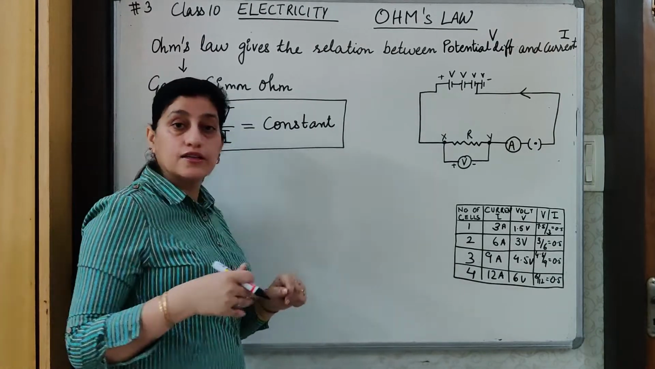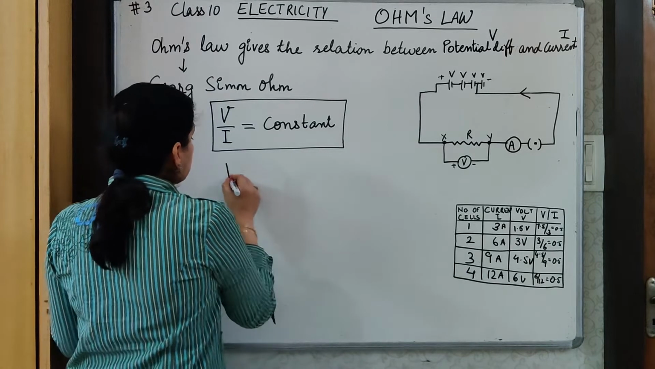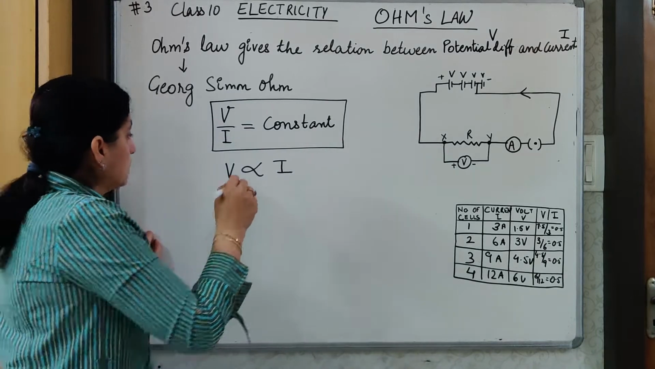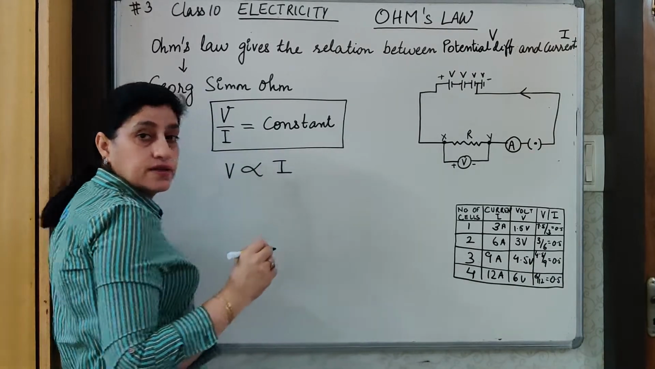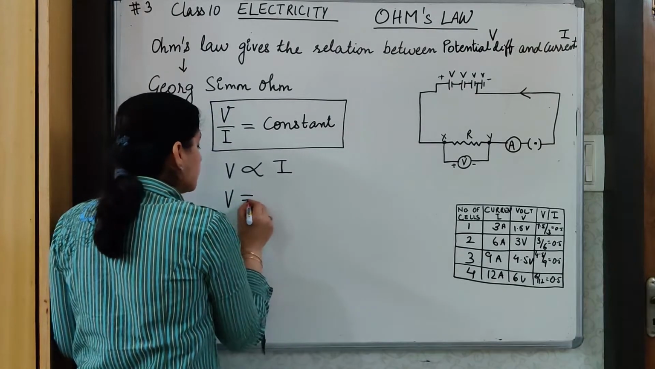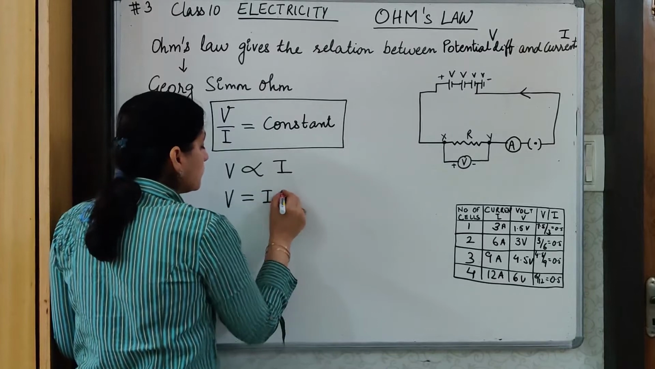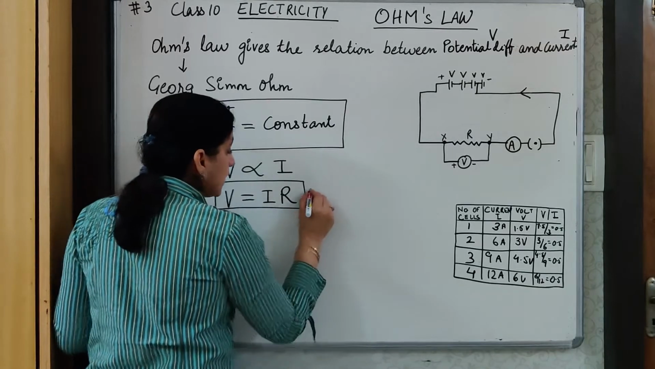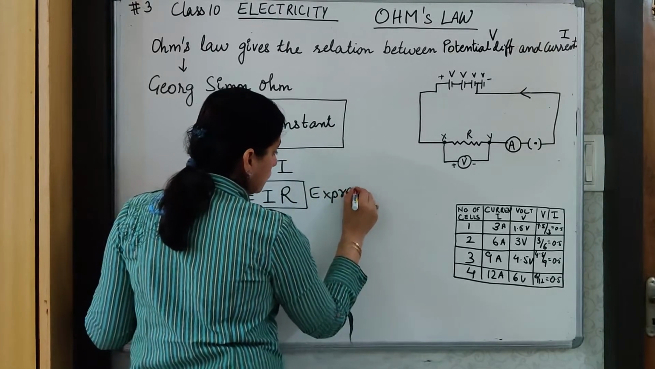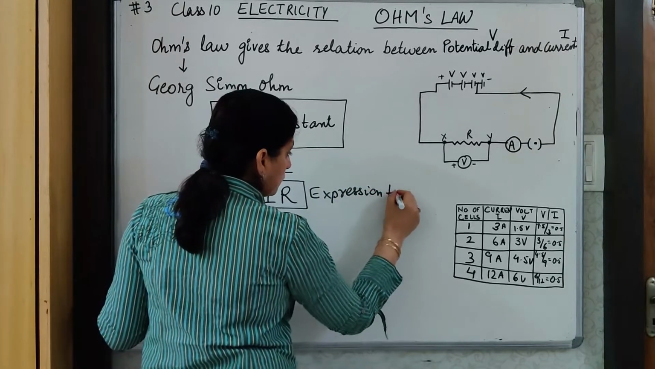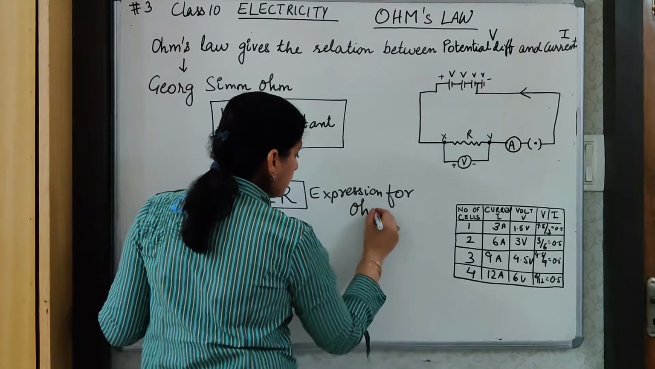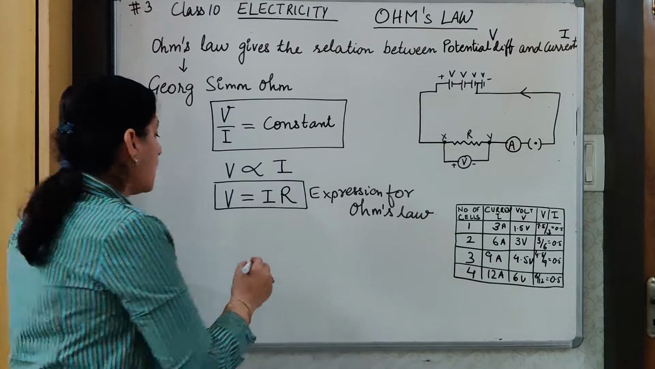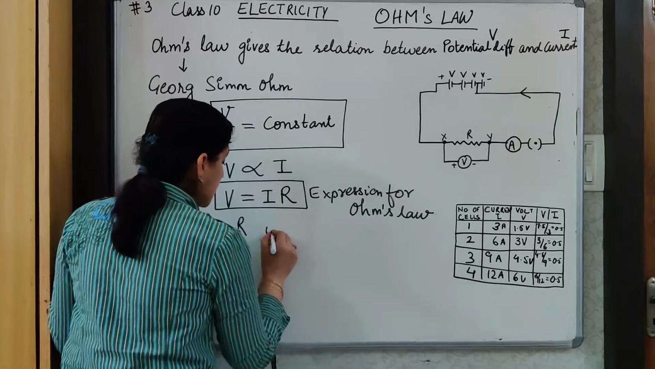So now he calculated this constant. We can also say V is directly proportional to I. This proportionality constant was found out and was given the symbol R. So removing the proportionality constant, we get V is equal to IR, which is the expression for Ohm's law, where R is taken as the resistance.